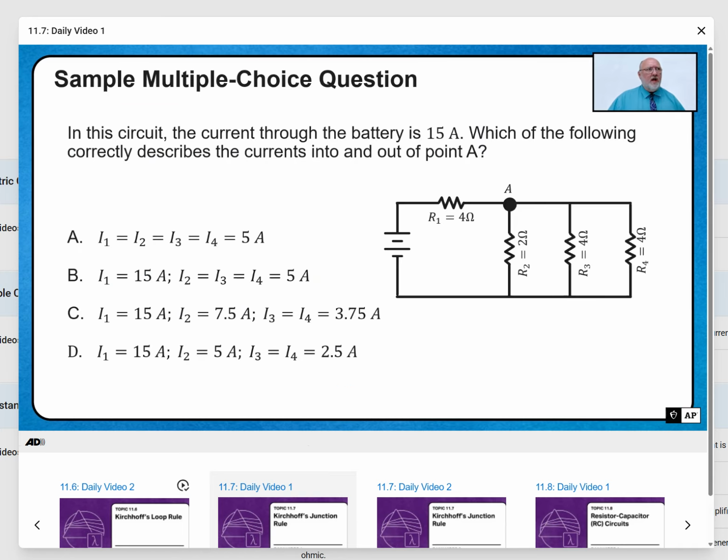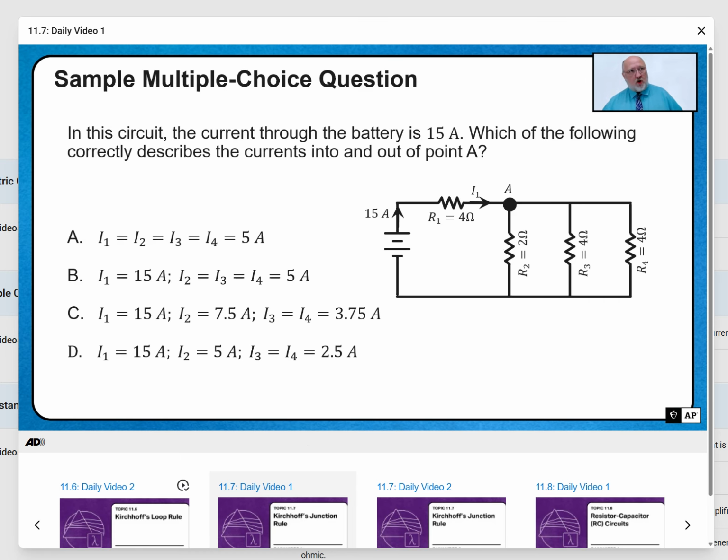In this circuit, the current through the battery is 15 amps. Which of the following correctly describes the currents into and out of point A? Well, let's see. We're told that we have 15 amps coming out of the battery. All of that goes through resistor 1, which means 15 amps is going into point A. Well, already we can eliminate choice A from the multiple choice, because it implies that only 5 amps are going into that intersection, and we know that's not true. So the answer must be B, C, or D.